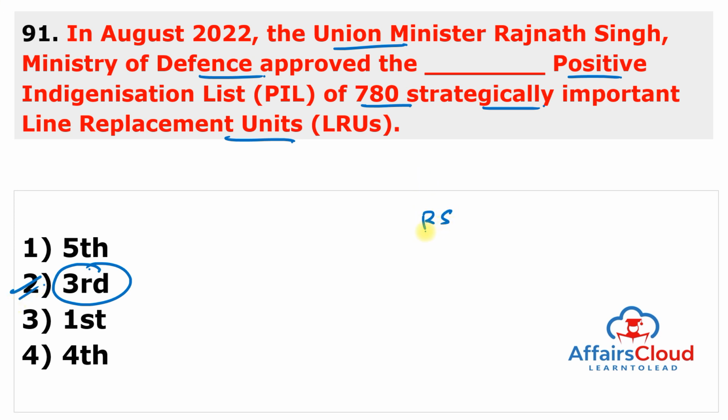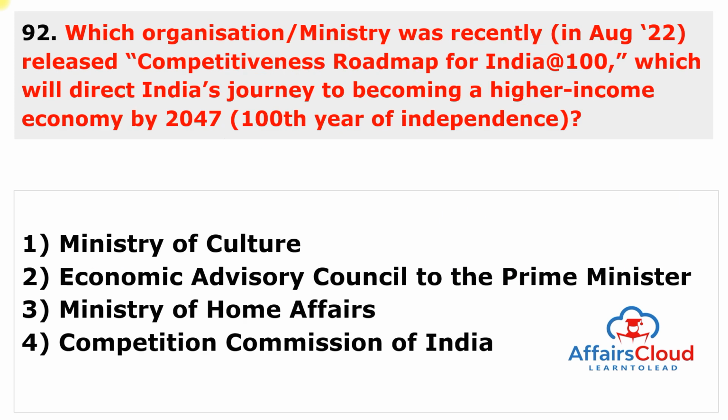So the Union Minister Rajnath Singh ji under the Ministry of Defence has approved the third positive indigenization list of 780 strategically important line replacement units or subsystems or components with a timeline beyond which they will only be procured from the domestic industry. So to make a self-reliant India in the defense manufacturing and to minimize imports by the defense public sector undertakings under the Atmanirbhar Bharat Abhiyan or self-reliant India.